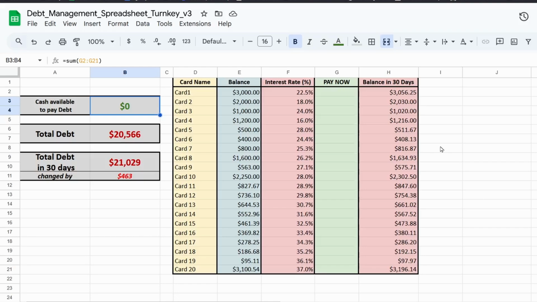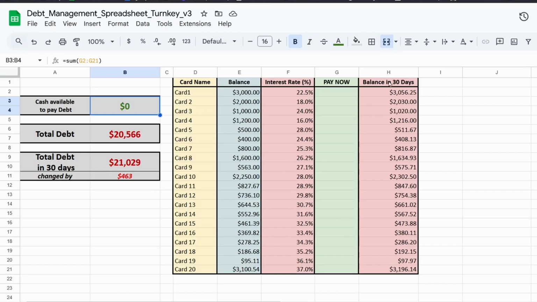So this is a basic spreadsheet that just illustrates the cost of debt. These are hypothetical debts. We're just going to call them credit cards. Let's say you have 20 credit cards. They all have varying balances on them, and they all have varying interest rates. And today, my debt is $20,566. Now, you would obviously fill this in with all the correct information.